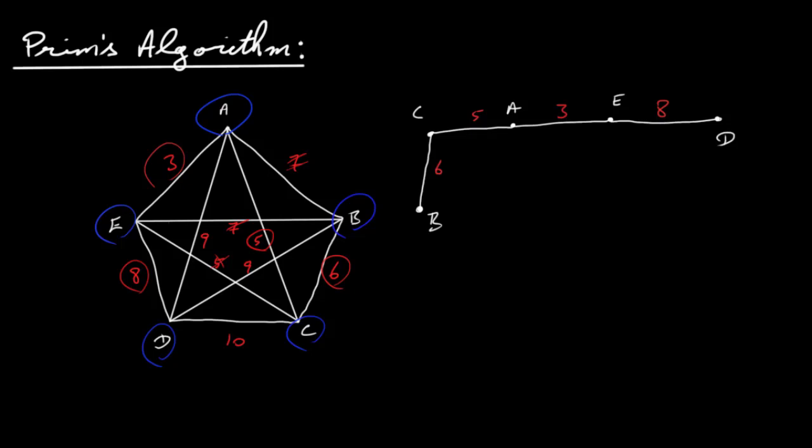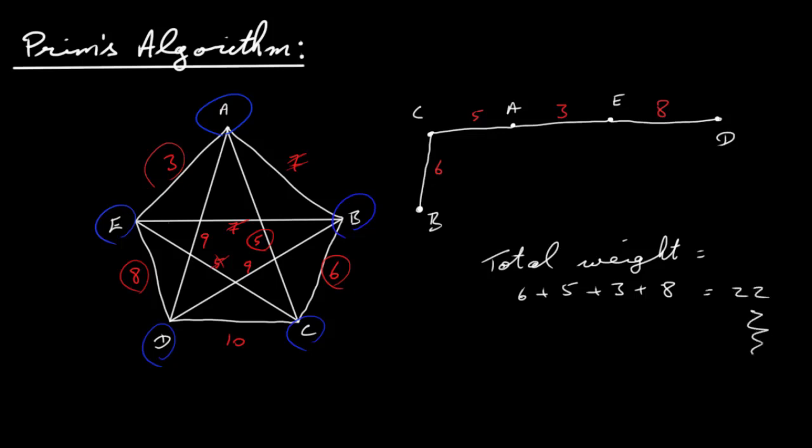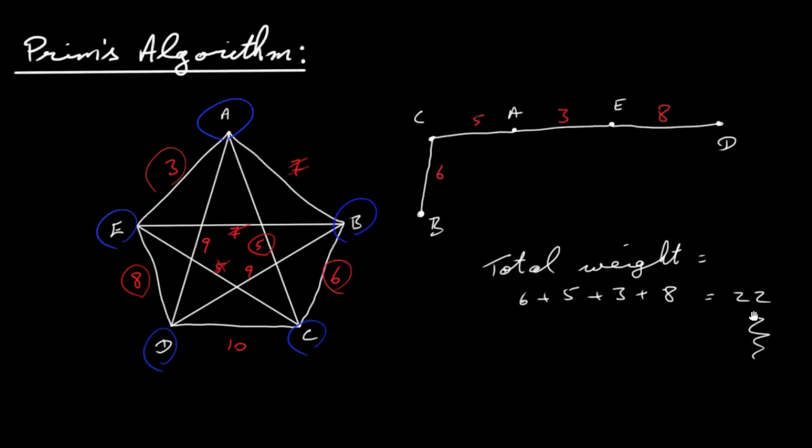This is our minimum spanning tree here, and the total weight is just going to be equal to 6 plus 5 plus 3 plus 8. So that's 6 and 5 is 11, 12, 13, 14 plus 8 is 22. Okay, so this is our minimum spanning tree here, and this is our minimum weight here.